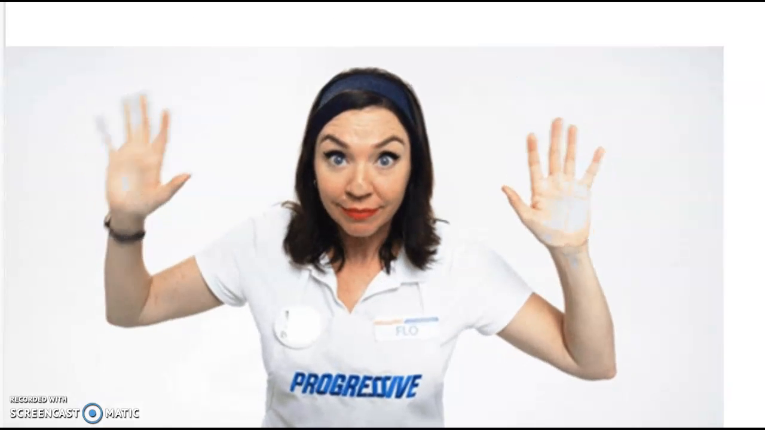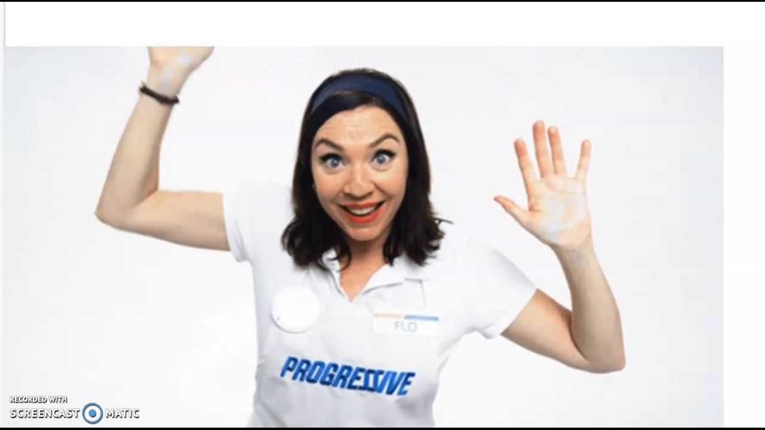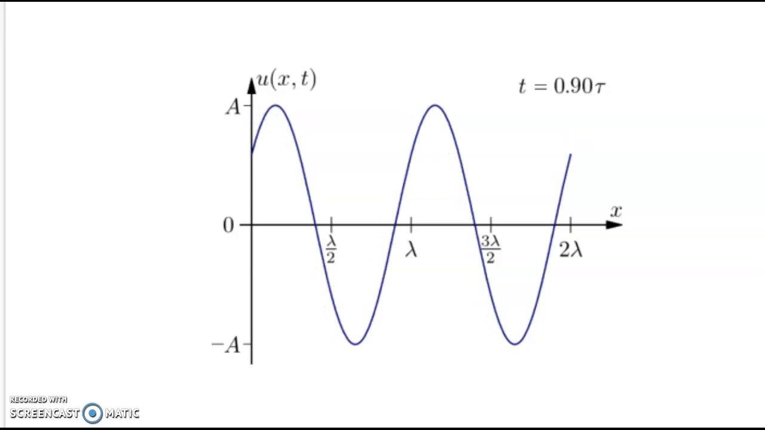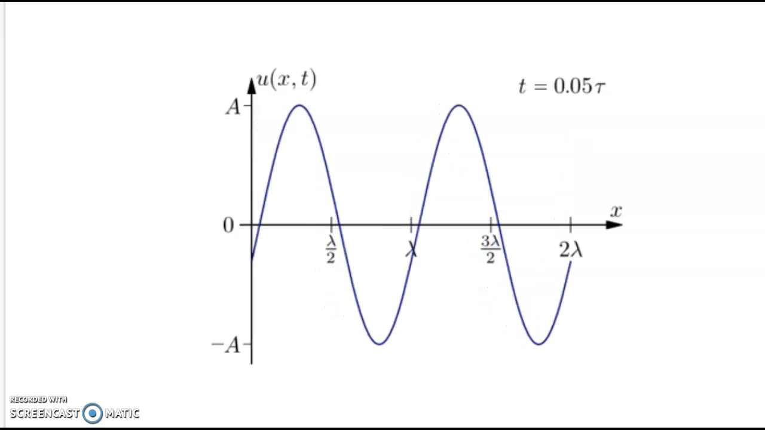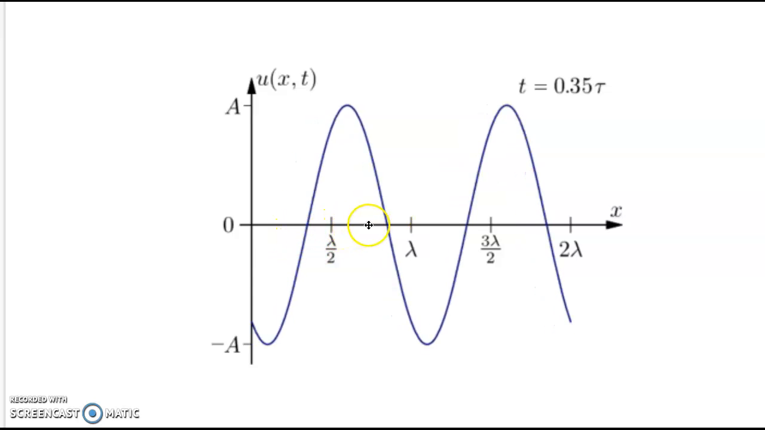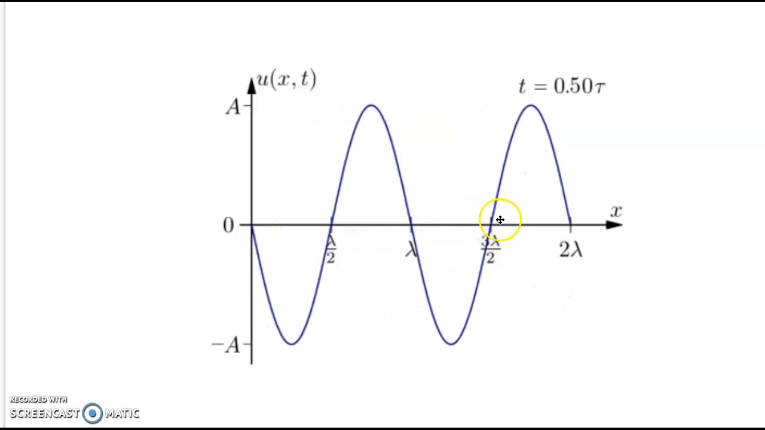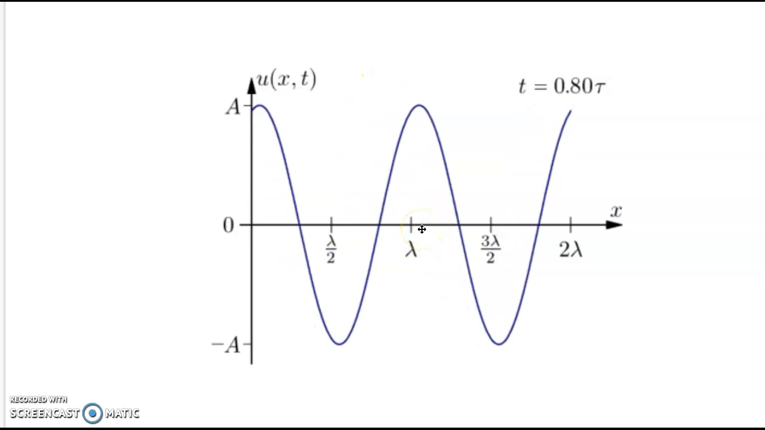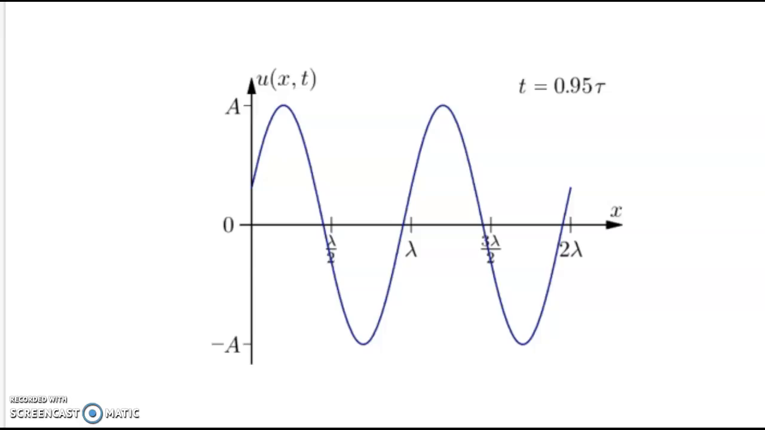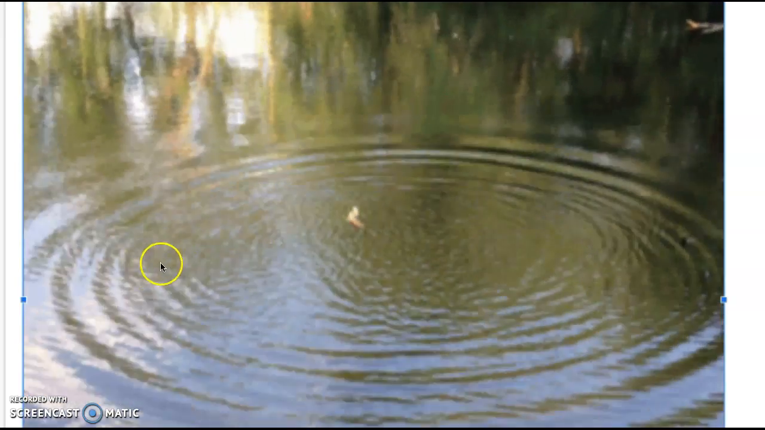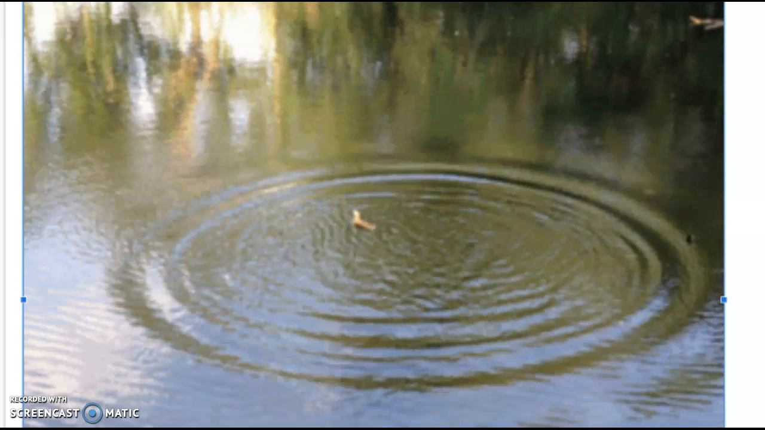So what is a progressive wave? Well, it's not this, it's this. This is a transverse progressive wave, where as time goes along, the wave travels along, and the maximum displacement changes position. So you could be standing at the beach or by a lake, and you'd be able to see progressive waves traveling across the water.